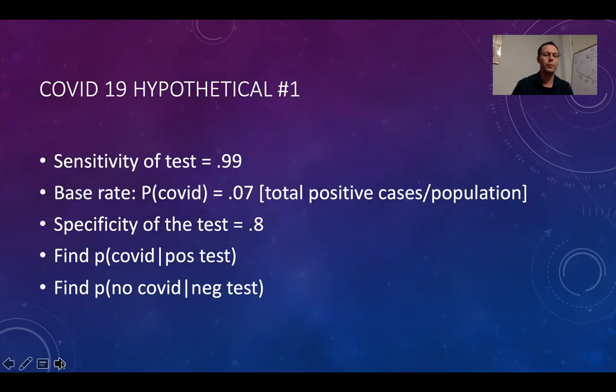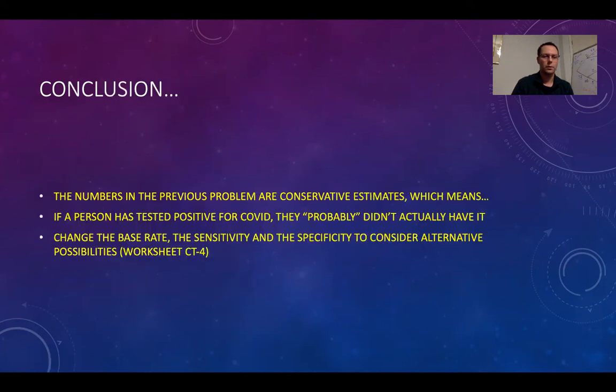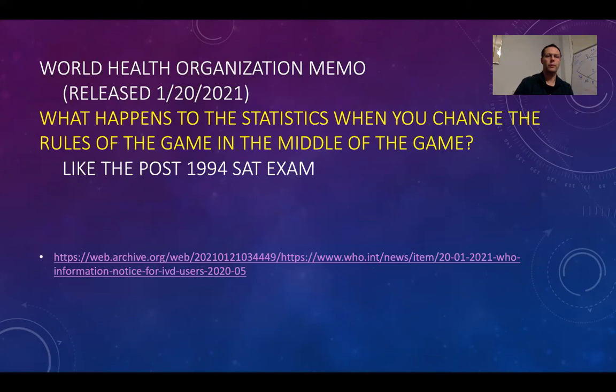Yeah, so that's the problem we just did. You can write down those pieces of data if you want to. As I mentioned, the numbers in the previous problem were conservative estimates, which means, of course, under those conditions, if a person has tested positive for COVID, they actually probably didn't have it, which is weird. But on the homework, what I'm going to do is I'll change the base rate, I'll change the sensitivity, I'll change the specificity, so that you can look at alternative possibilities and alternative probabilities, which will be really interesting and useful. I also thought that this was useful.